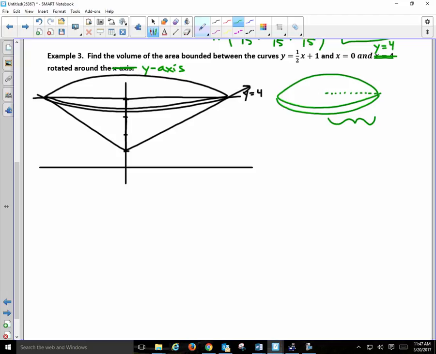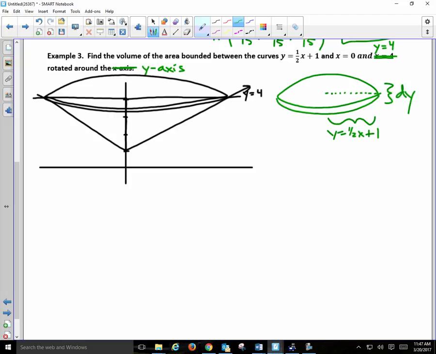What is the thickness of this? Yeah, very good. So dy is the thickness, so therefore everything has to be in terms of y. It's a lot of practice. It's very difficult. So when you look at this radius, you might say it's y equals 1/2 x plus 1, but you can't write it in terms of x because the thickness is dy. So therefore, everything needs to be written in terms of y.